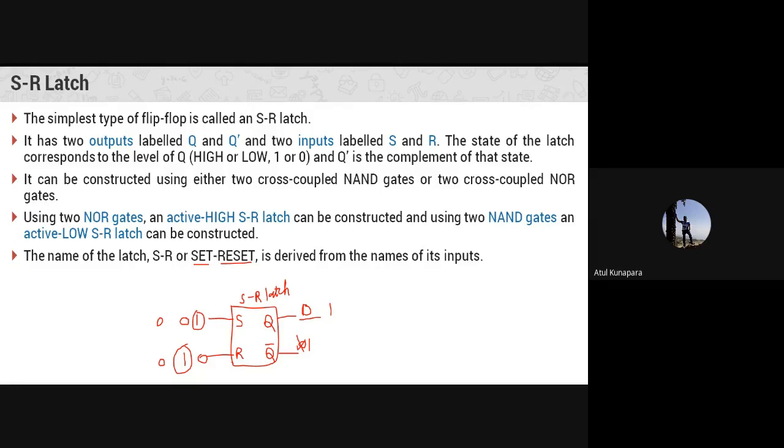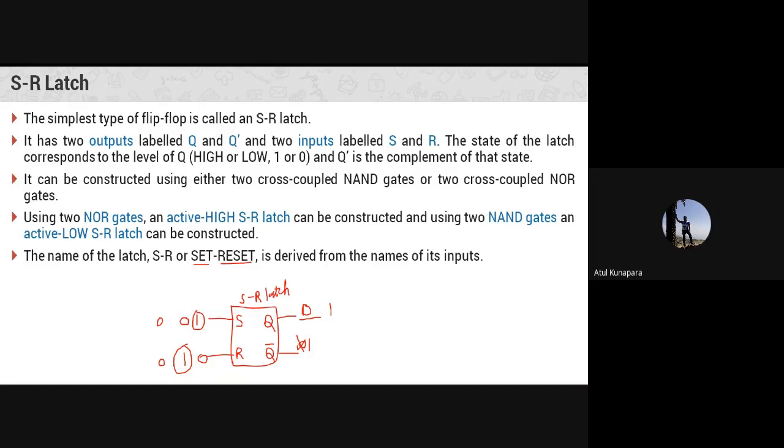It can be constructed using either two cross-coupled NAND gates or two cross-coupled NOR gates. How this kind of circuit can be developed, we'll see later on. But right now you just came to know how we can develop this kind of latch. That diagram I will also discuss here. Using two NOR gates, an active high SR latch can be constructed, and using two NAND gates, an active low SR latch can be constructed.